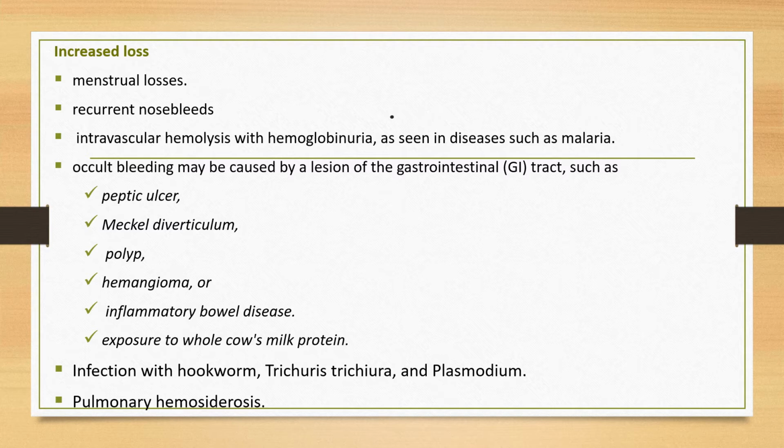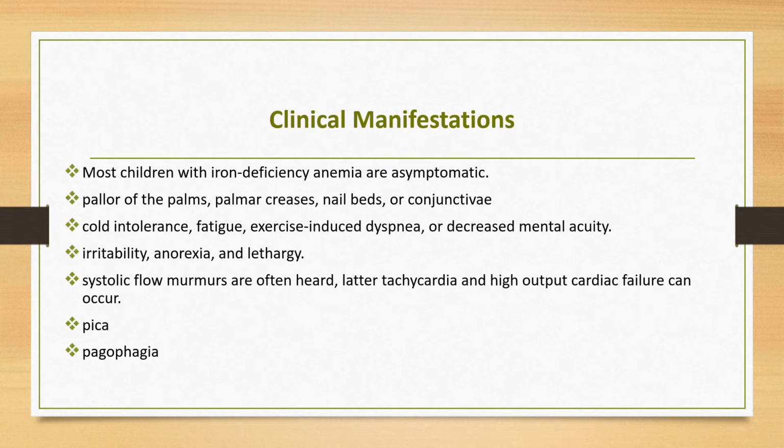In developing countries like ours, infection with hookworm, Trichuris trichiura, and Plasmodium also contributes to iron deficiency anemia. Pulmonary hemosiderosis can also cause iron deficiency anemia. When we come to the clinical manifestation of iron deficiency anemia, most children are asymptomatic. So most of them are diagnosed during routine screening with hemoglobin and hematocrit at the age of 9 to 12 months.